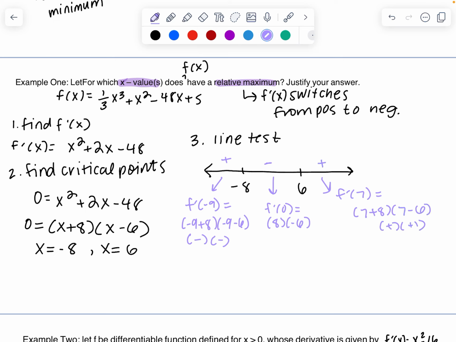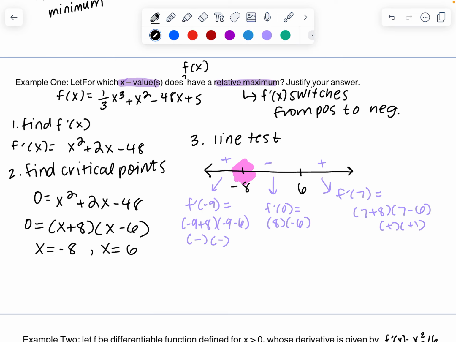Based on this, my derivative is positive between negative infinity and negative 8, and between 6 and infinity, and it's negative between negative 8 and 6. Based on my test, my relative maximums occur when it switches from positive to negative. That's where it switches from positive to negative at negative 8. The 6 is actually going to be a relative minimum, but it's only asking me about relative maximum, and I have to justify my answer.